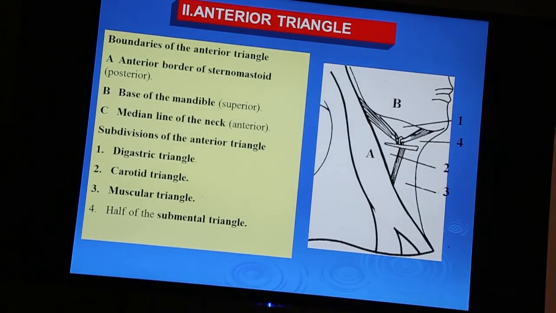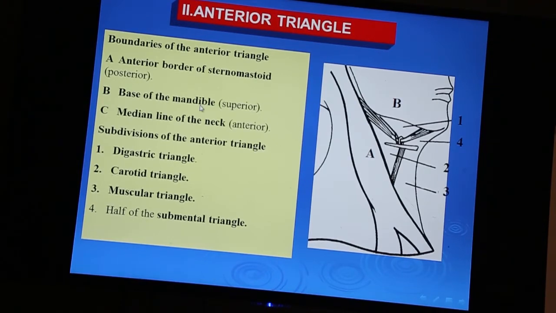Anterior triangle. So we have finished with the posterior triangle, we come to this triangle. Anterior triangle of the neck. The anterior border of sternocleidomastoid posteriorly. So sternocleidomastoid forms the anterior border of the posterior triangle and the posterior border of the anterior triangle of the neck. So the posterior border of the triangle is formed by the anterior border of sternocleidomastoid muscle.